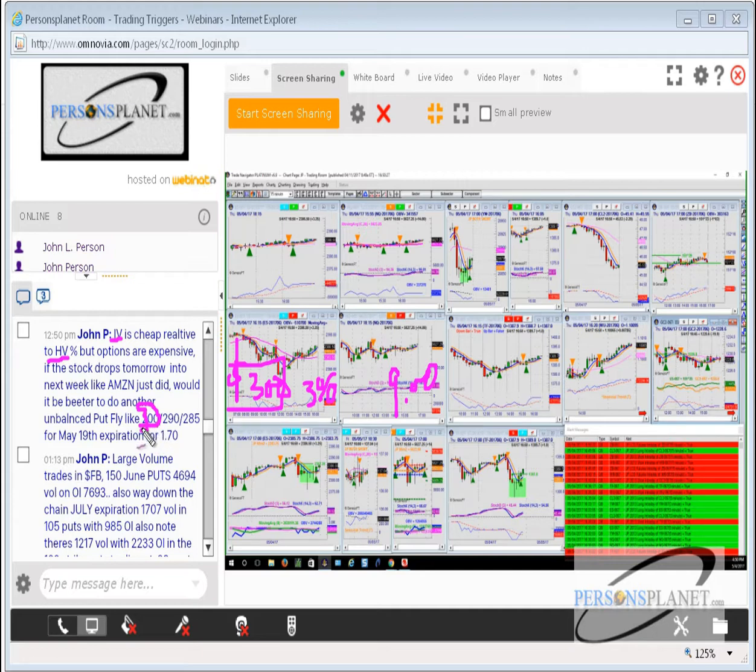We were looking at buying a put fly, an unbalanced put fly, 300 to 290, which the strikes there is a $10 difference, and then 290 to 285 is a $5 difference. And that gives us a different look-see in the analytics of a profit potential. If in fact the market really exceeded beyond 285, we would still profit from the trade. And we were looking at the May 19th expiration rather than the May 5th weeklies for a total of $1.70.